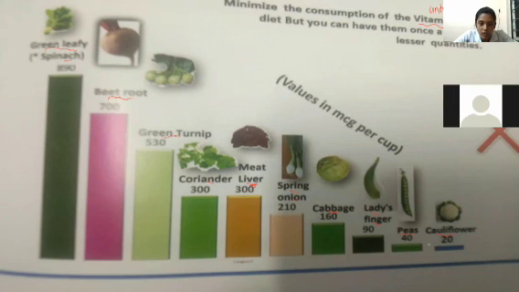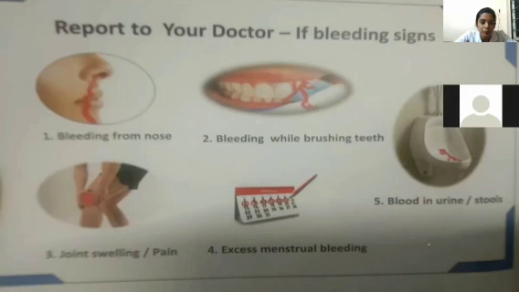Okay, so for spinach and all, 890 mcg of vitamin K is present. The amount is also given here; you can even refer to it afterwards. So these all are the foods the patient on warfarin therapy should avoid, because these foods are rich in vitamin K, which is the antidote of warfarin.